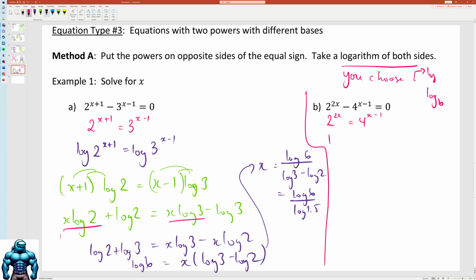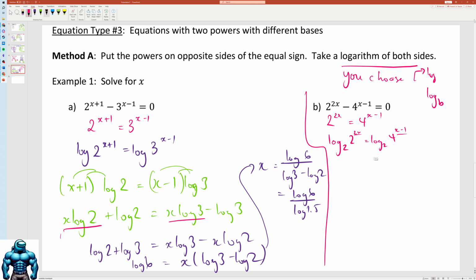We will now take the log. You choose log base 2 or log base 4. There really isn't a wrong answer. I'm going to go with a log base of 2 here. Log base 2 of 2 to the 2x is equal to log base 2 of 4 to the x minus 1.